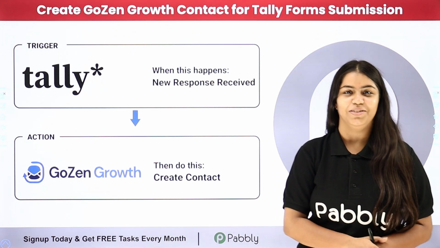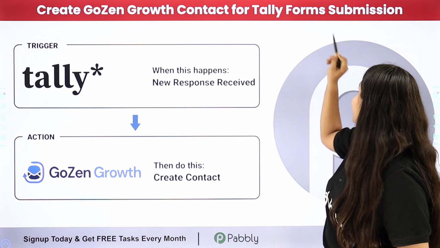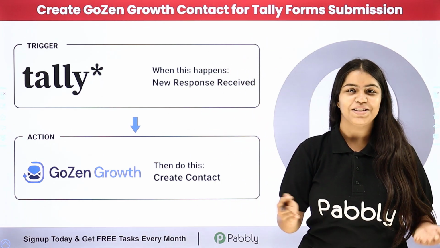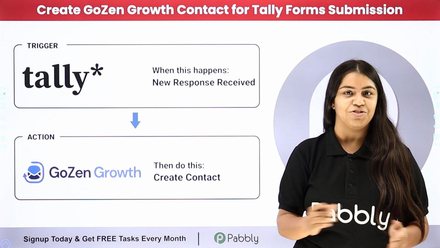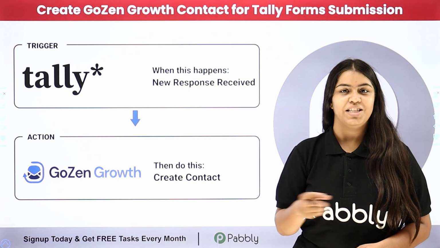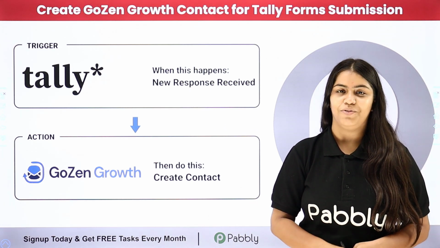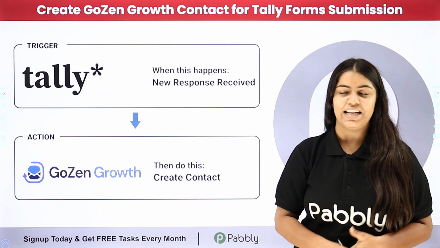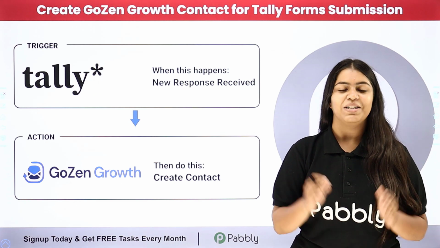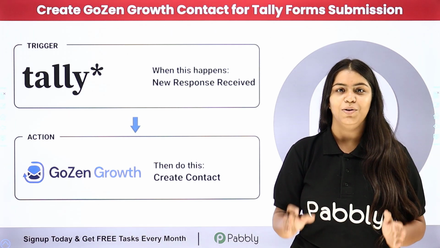So in this video we are going to understand how to create GoZen Growth contact for Tally form submission. So I'm running a small business and I'm using Tally Form Builder as my form builder application because it is a cost-effective solution. So now I wish that as soon as a new response is received in my Tally Form Builder, automatically using the same details, a new contact should be created in my GoZen Growth too. So it is a CRM application. So I'm going to create this contact so that I don't lose my lead.